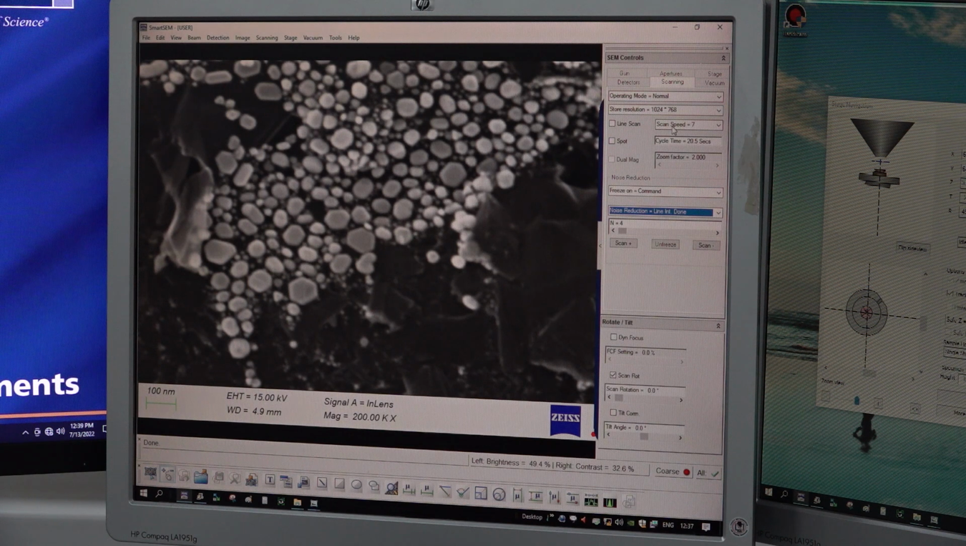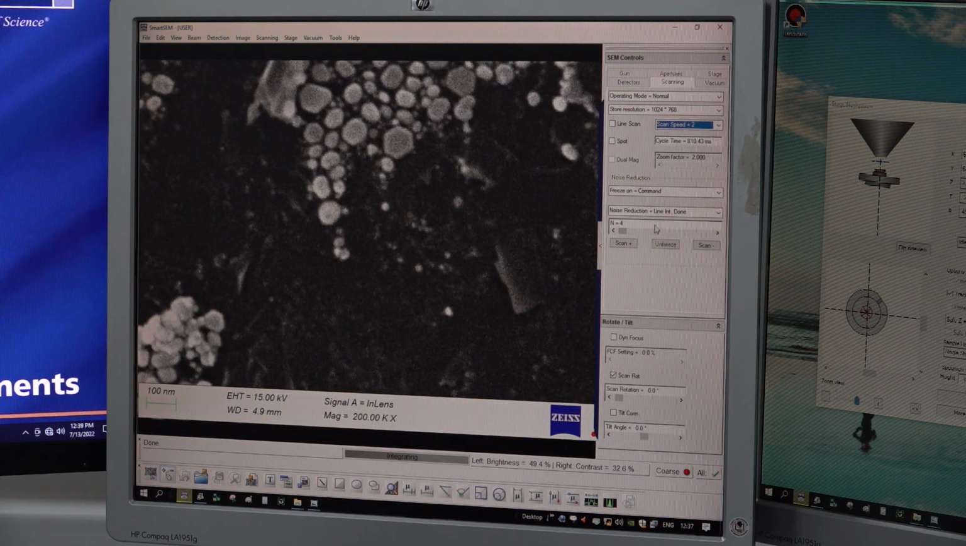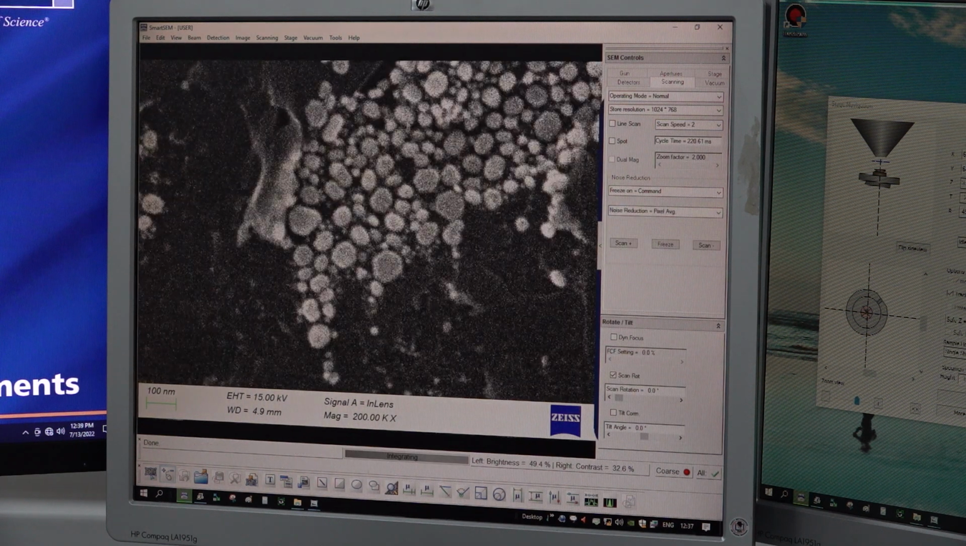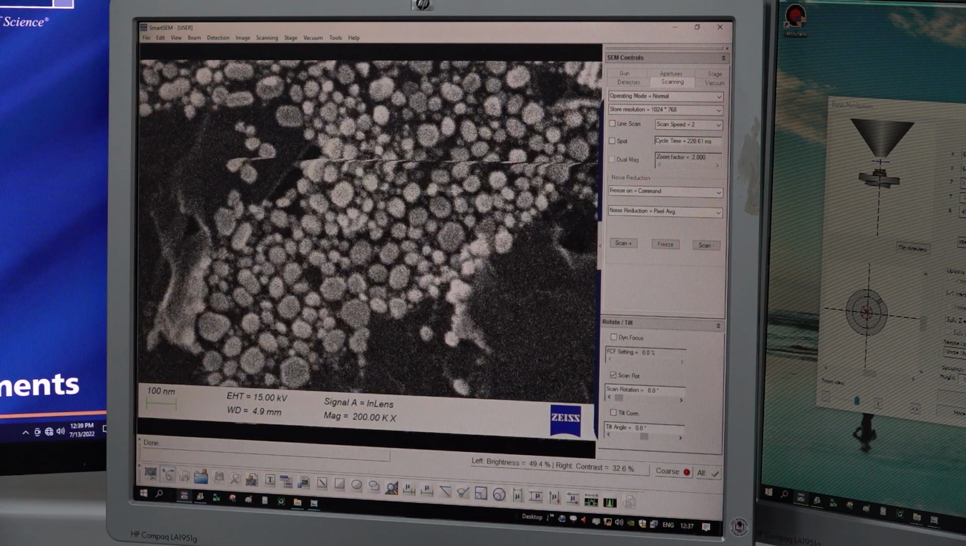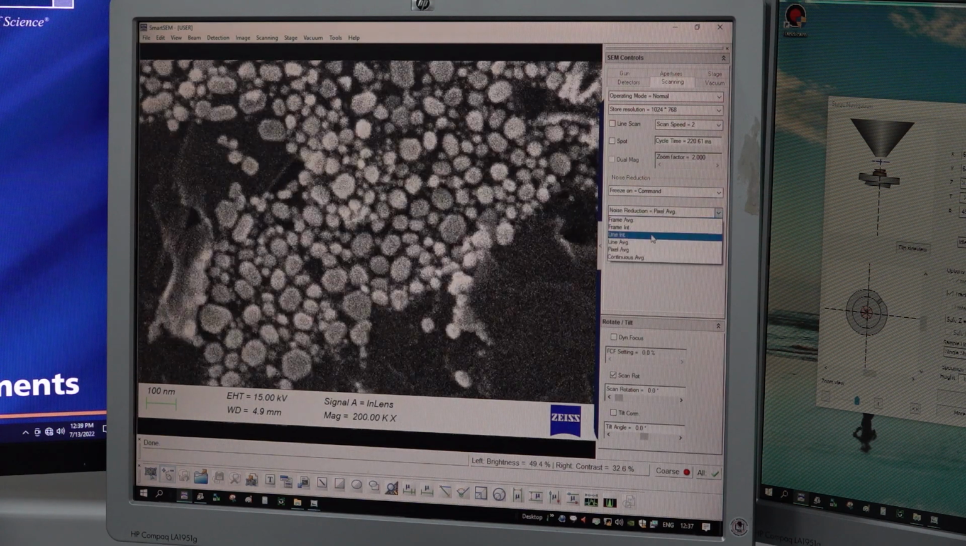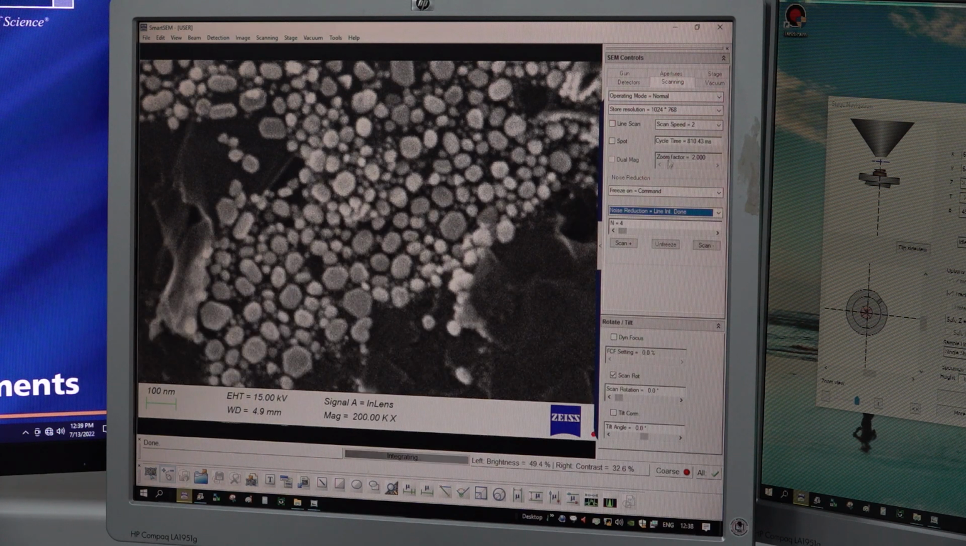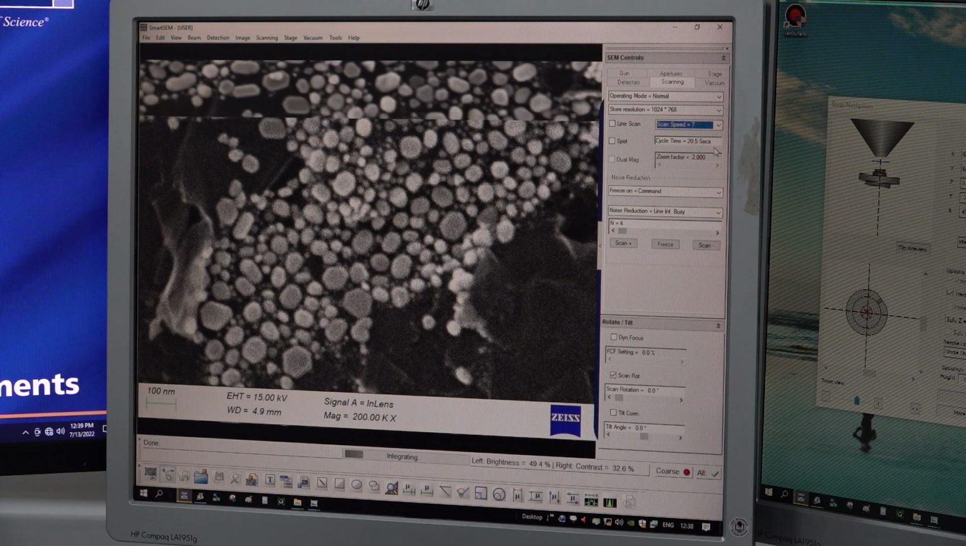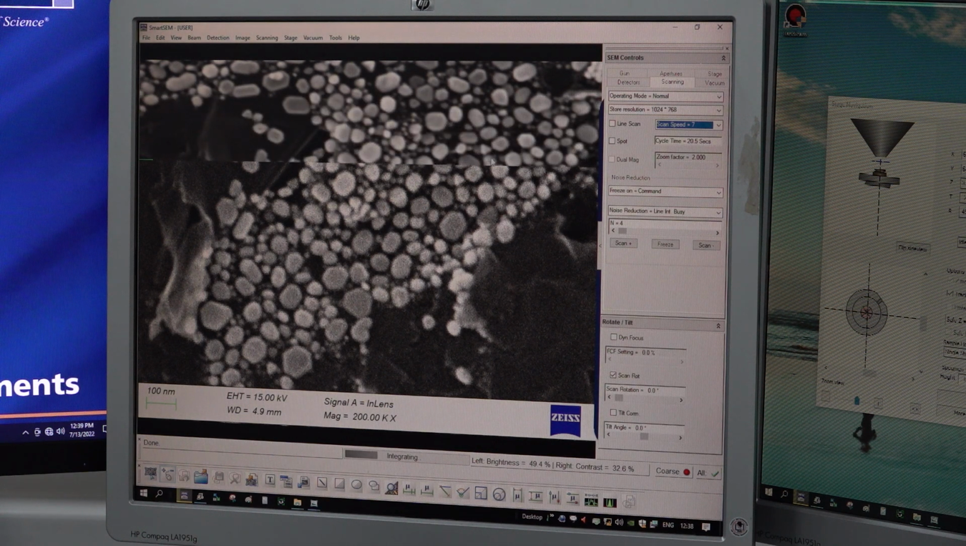Right now I am using a scan speed of 7. Higher the scan speed number, slower is the image acquisition. So if I have something like this, you can see the image is grainy. But if I try to save the image in line integration mode, the image is captured very fast, in 810 milliseconds. Whereas if I go to scan speed 7, you can see the cycle time is now 20 seconds. But you will see the improvement in the image quality.